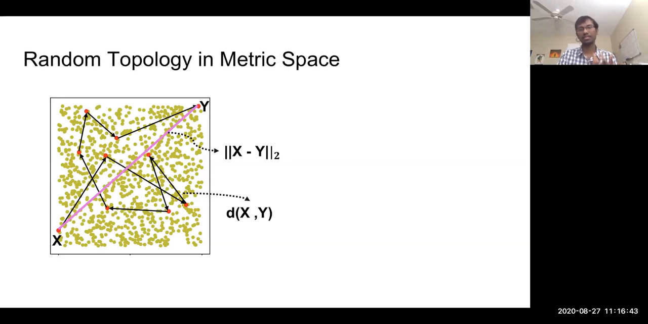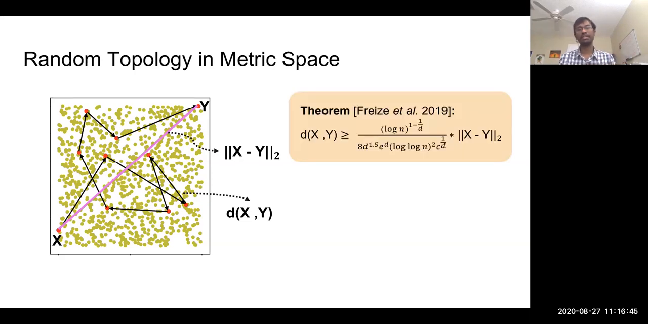And in fact, this precise question has been studied before. Due to a result by Fries et al., the shortest path on this random topology exceeds the geodesic shortest path by a logarithmic factor. So a natural question now is, can we improve upon this? Can we close in this logarithmic gap? And the answer here is yes.